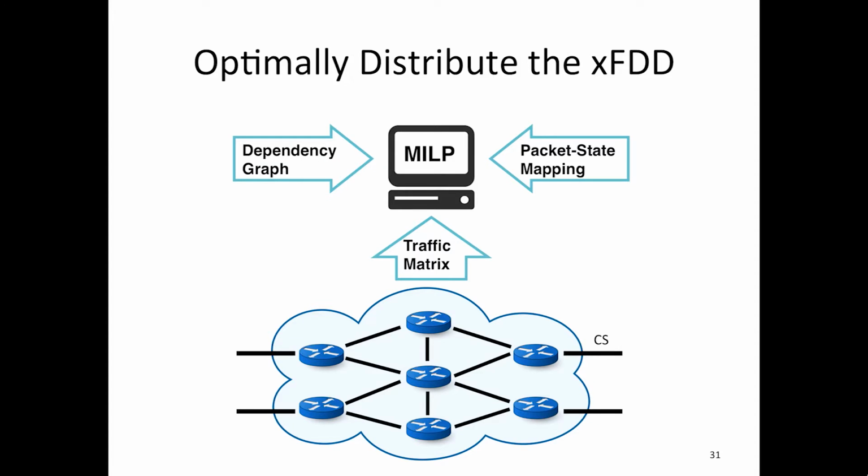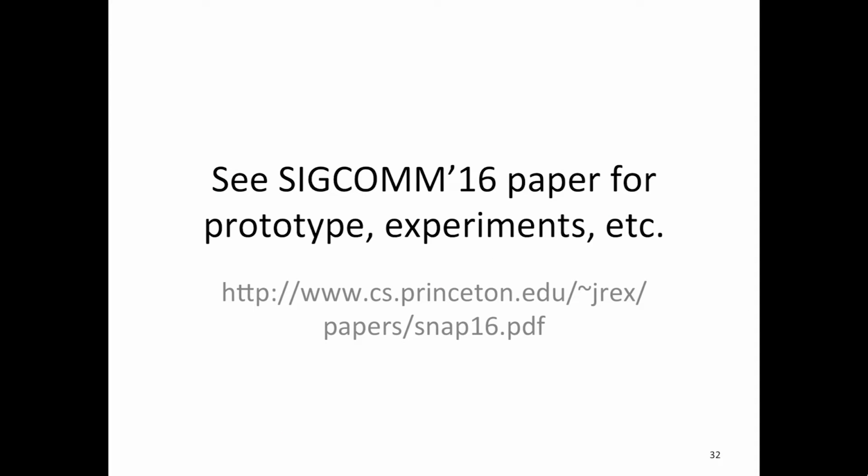So in the optimization problem, we take in the dependency graph, the packet state mapping, and the traffic matrix, and the output is the state placement and the routing that would place each piece of state on one particular switch in the network, with routing that will visit the state variables in the appropriate order for the appropriate fraction of the traffic. I encourage you to see the paper for more details and experiments.